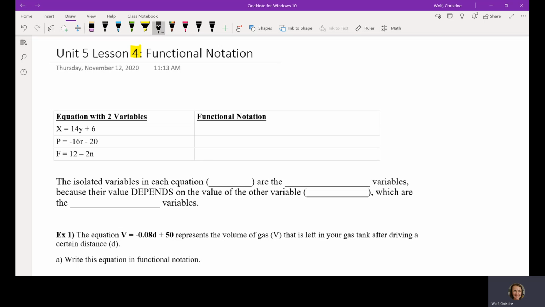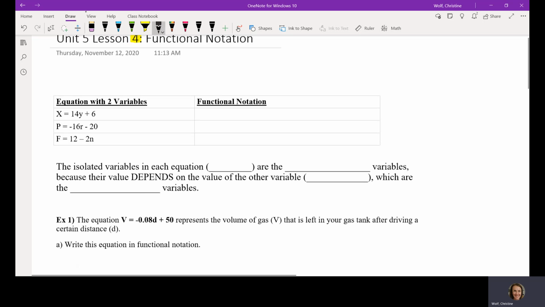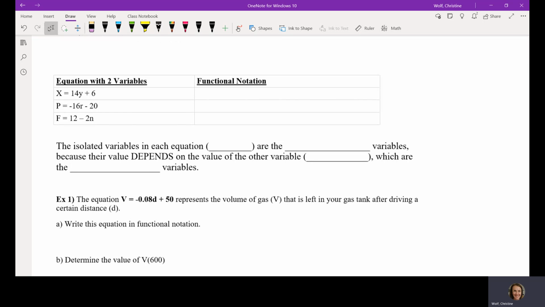Functional notation. So here's a little table. On the left-hand side, I have a column that says it's an equation with two variables. As you can see, I have an equation. It's an equation because it has an equal sign in it: x equals 14y plus 6. It has two variables in it. The two variables are x and y.